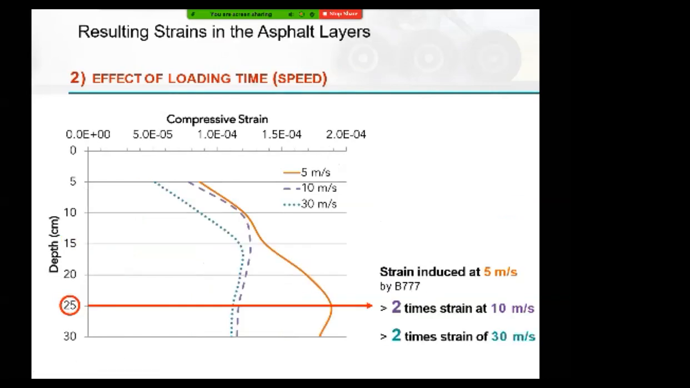Let's look at the effect of loading time. At 5 meters per second, for a 777, very slow, I'm going to get a strain that's maximum at 25 centimeters deep. That's where the strain value is maximum, at 25 centimeters deep, guys. So I need to take care of my binder layer. That's where the maximum strain is happening for very low speed aircraft.